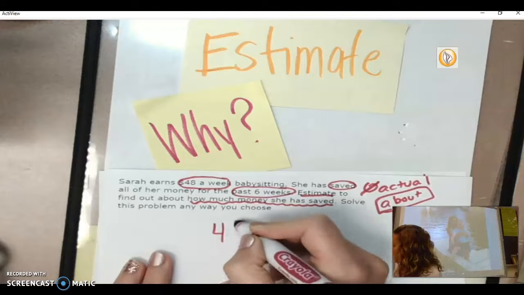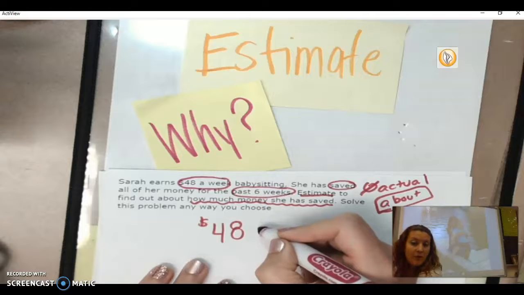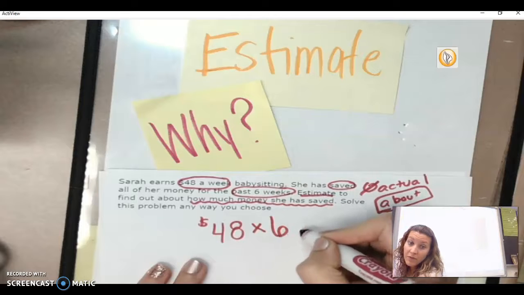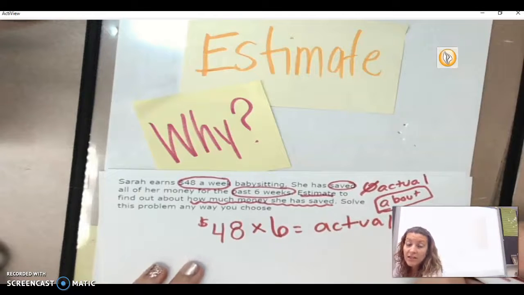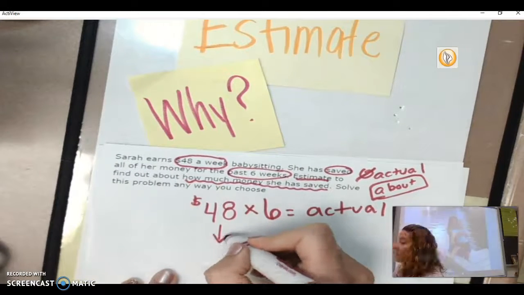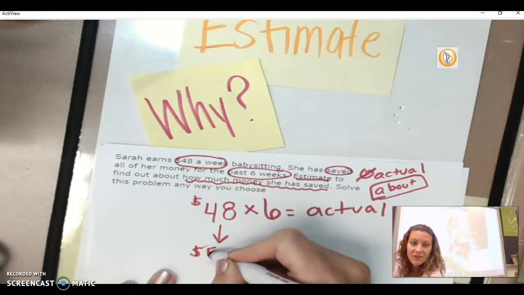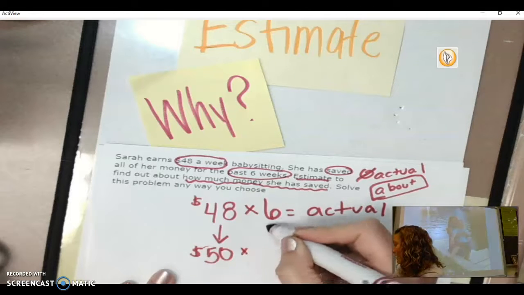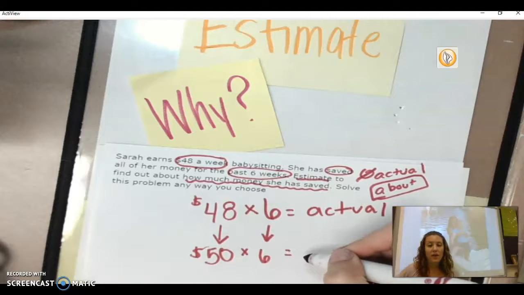So if we have $48 and she has saved that for 6 weeks, we know 48 plus 48 plus 48 plus 48 plus 48 plus 48 would be the same as multiplying by 6. But remember, this is going to get me to an actual answer. The problem is stating that I just need to estimate. So I'm going to use my knowledge of numbers, and I'm going to round. If I round this to the nearest 10, did you think 50? If you were thinking 50, you are correct. It's around $48 to 50. And I'm going to keep the 6. That's going to help me lead to what our estimate is going to be.